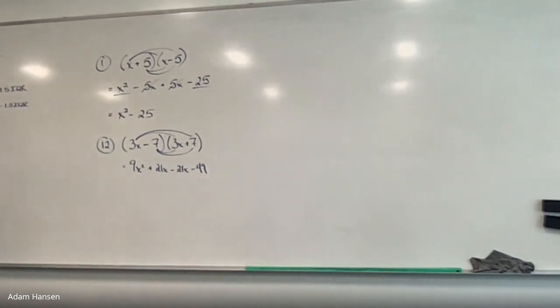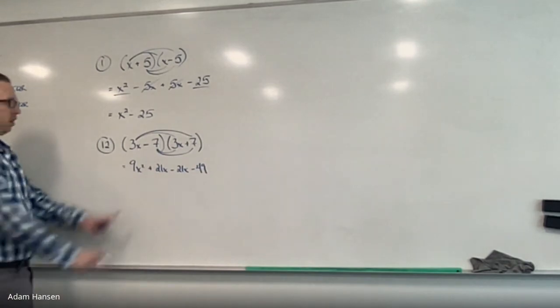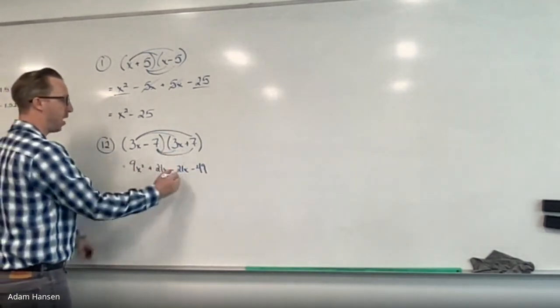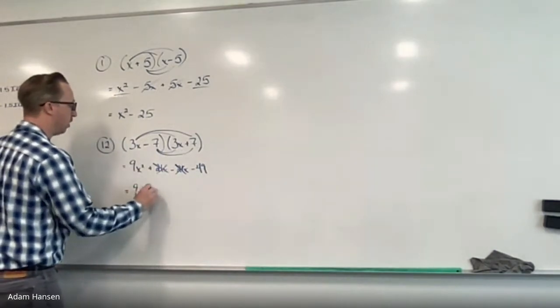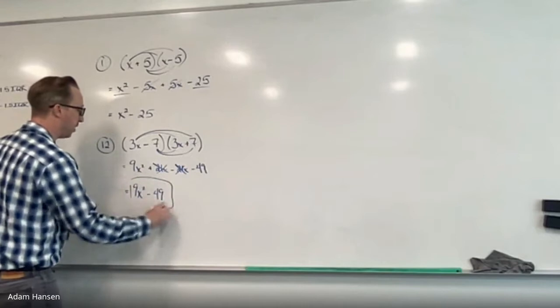What's unique about what I have written down? What's going to happen? Cancel each other out. Yep. Two quantities are the same, different only in sign. Goodbye to the middle two terms. All that's left is 9x squared minus 49. Pretty simple.